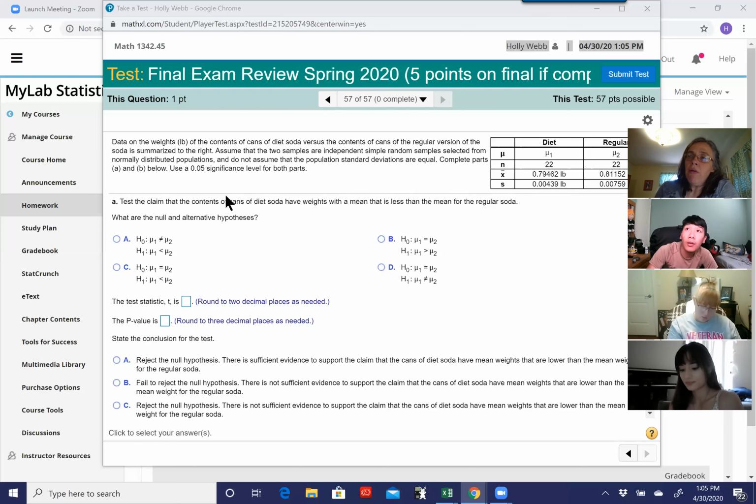Okay, so right here it says test the claim that the contents of the diet soda have weights with means that are less than the means of the regular soda. So diet soda has an average weight less than regular soda, okay? And it's clear here that diet soda is population 1 and regular soda is population 2. So what type of test is this, y'all? Left-tailed, right-tailed, or two-tailed?